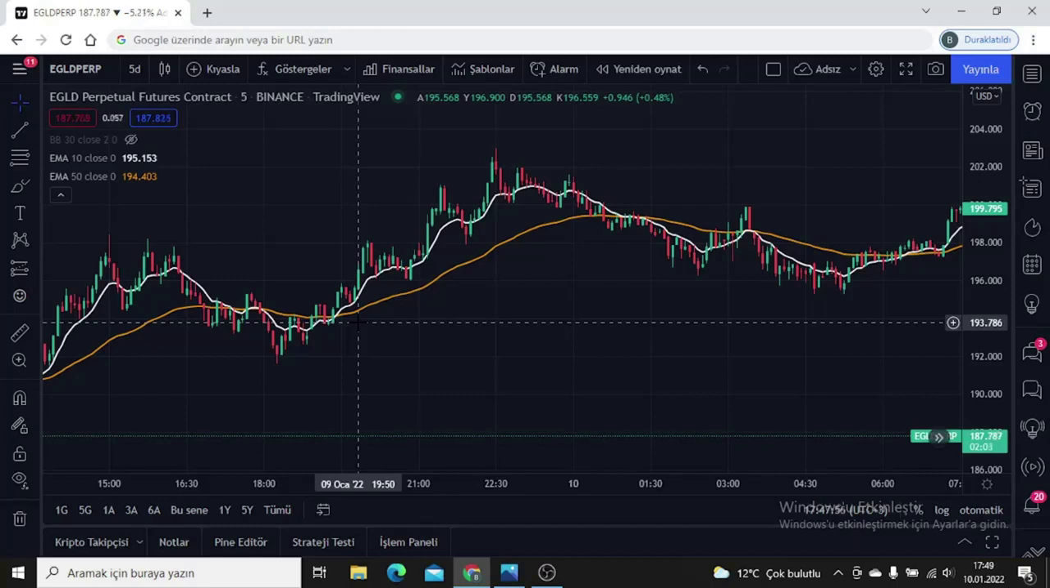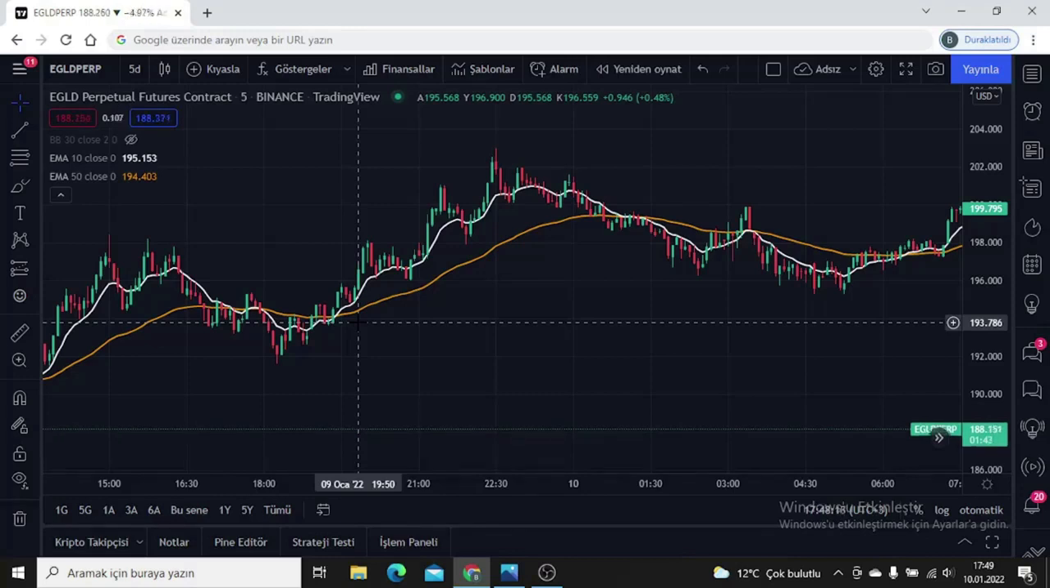We already use the 50 moving average and the 10 moving average a lot. People who are in the financial market, maybe many of you know, but usually it is used in 4-hour and daily periods. I will try to show you how to use it in a 5-minute period. What should we pay attention to? I will try to show you these, friends.